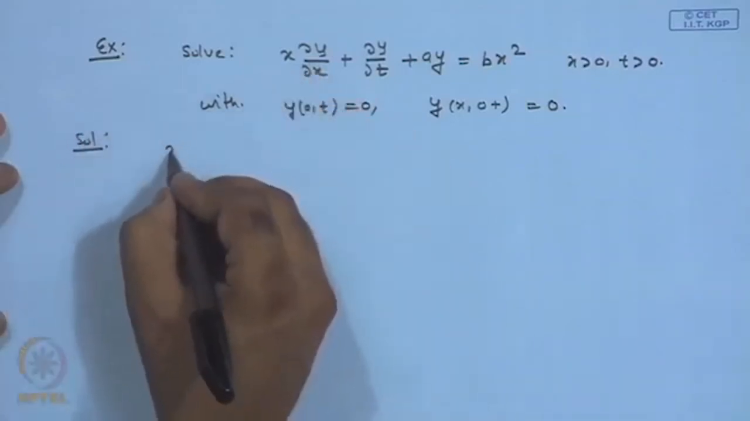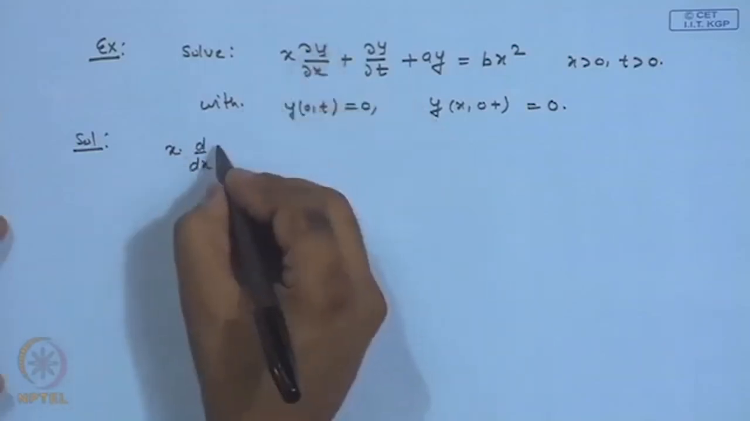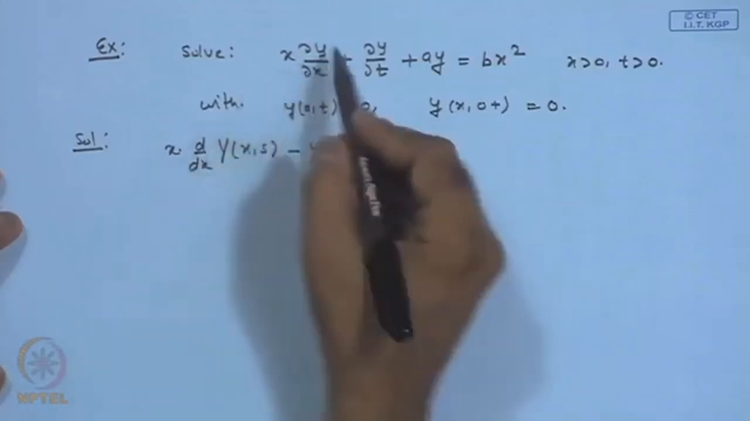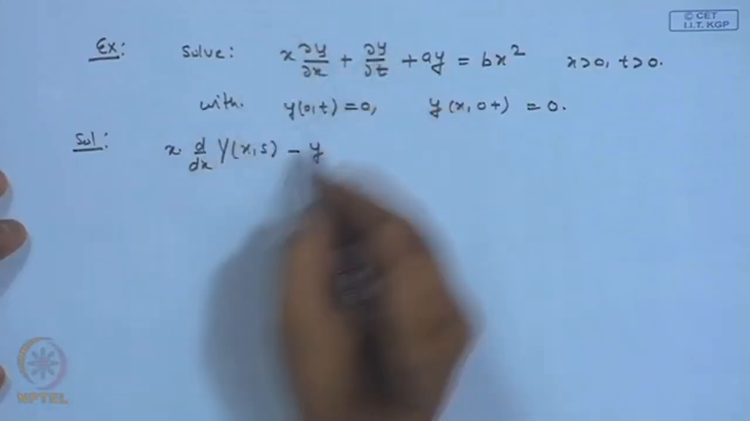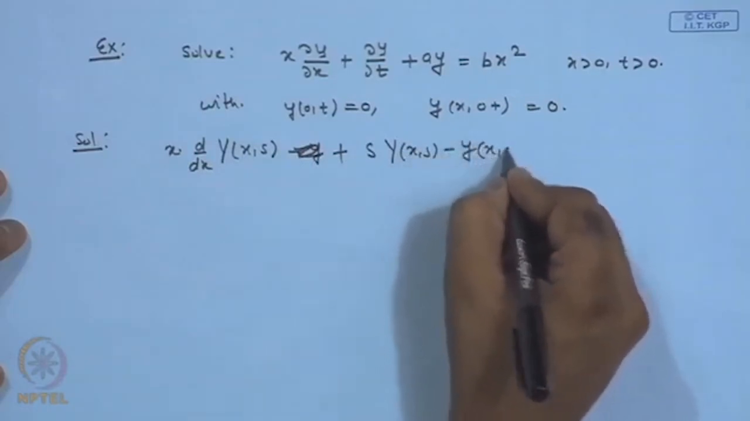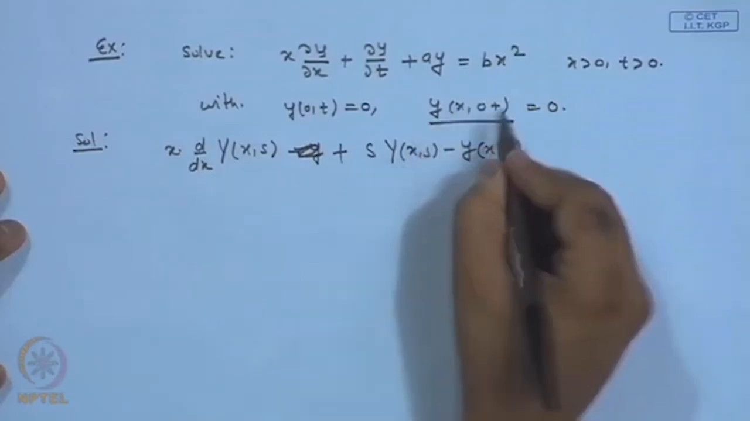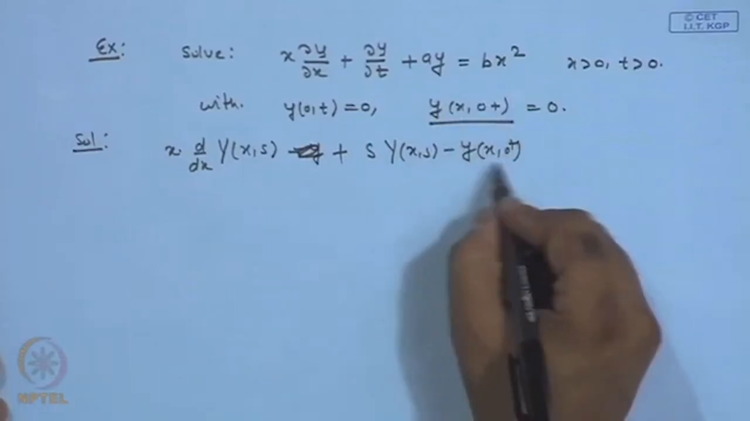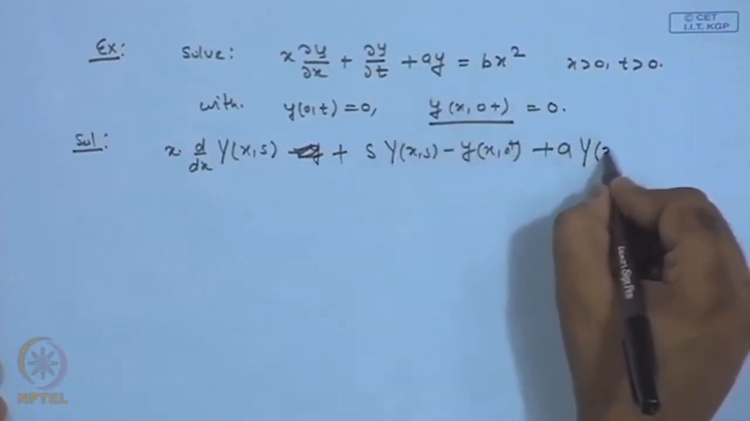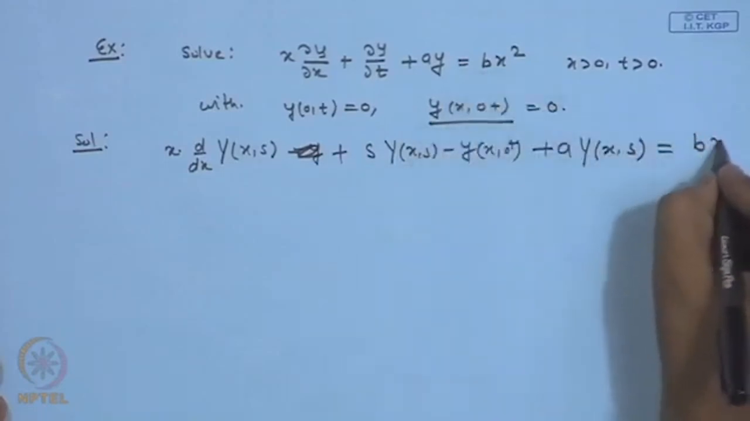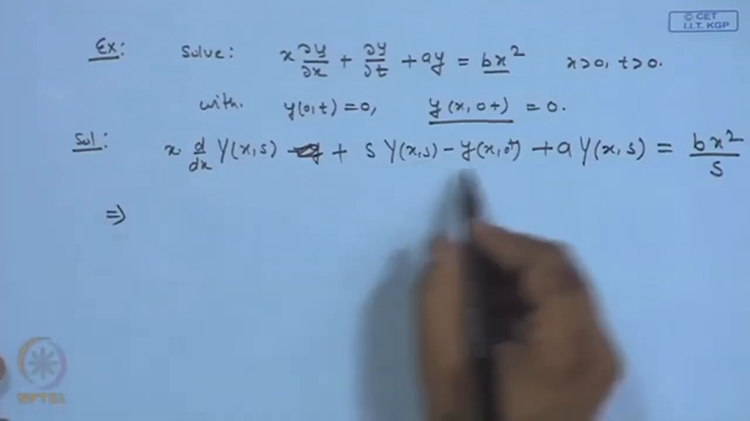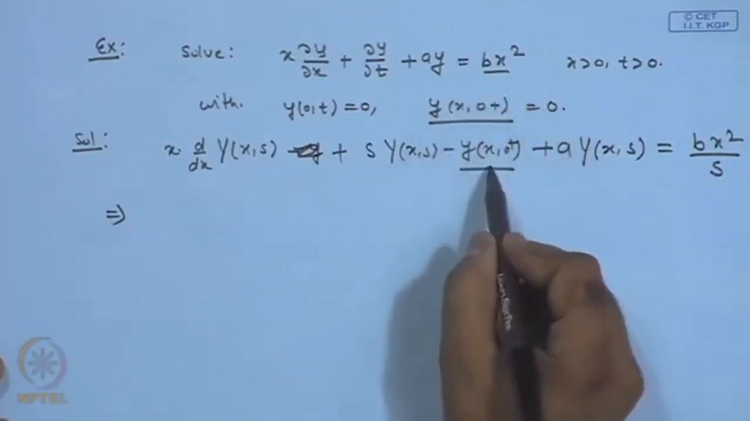Take the Laplace transform. So we have x d/dx of the Laplace transform of y, y(x,s), and then for del y over del t, plus s y(x,s) minus y(x,0+), because here the initial condition is given at 0 plus. And then plus a y(x,s). The right hand side we have b x square, which as a constant we treat, and the Laplace of 1 would be 1 over s. So we can simplify now. This term will vanish because it is given as 0.